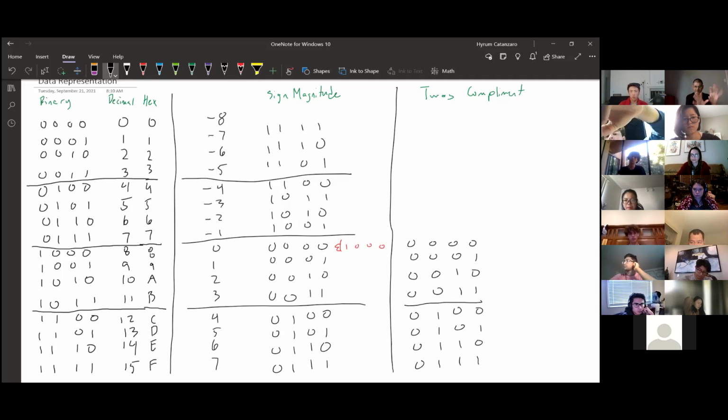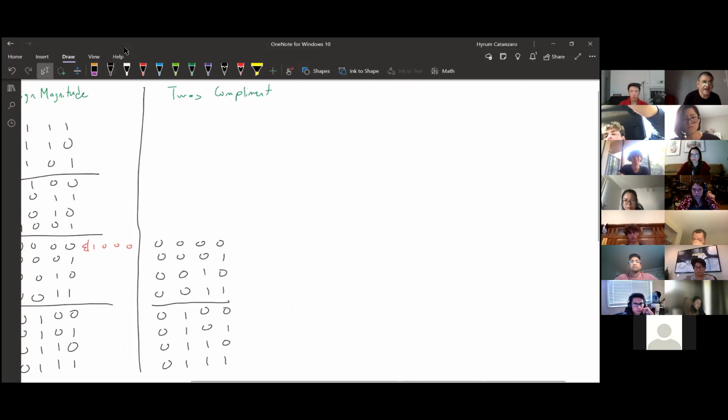Hey Hiram, is it possible to preserve the screen and open a new panel or something like that, so we can do a quick sum? Yeah, thank you. All right.